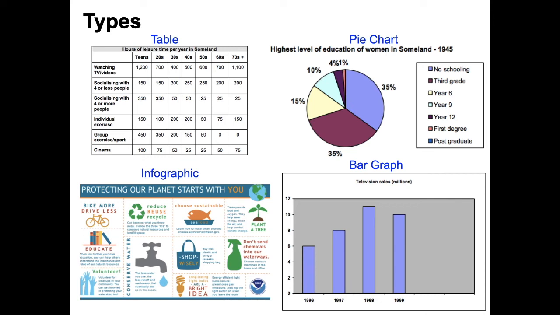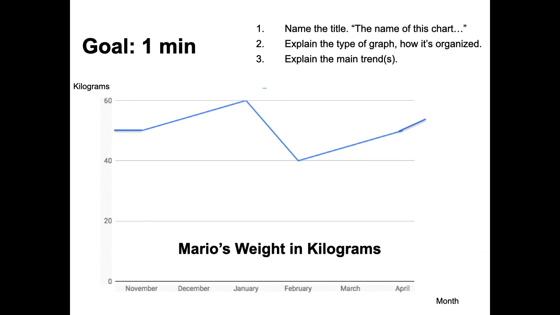Now what I want you to do next is to try on your own, and you're going to do this via speaking. Take a look at this line graph here. Pause the video, and explain this chart in 1 minute. Use the 3 steps. Pause now, and when you unpause it, I will give you my sample answer.